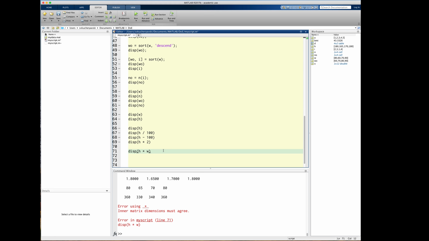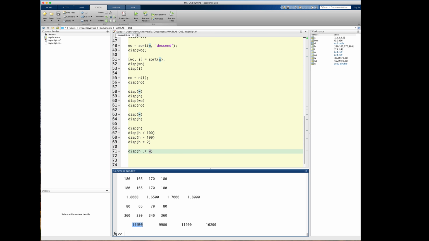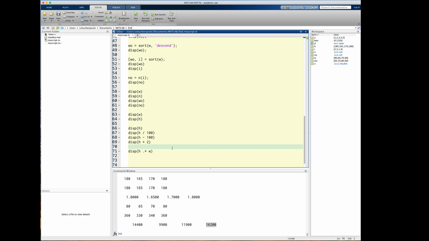So what we can do in this case is use a dot before the multiplication operator. The dot tells MATLAB, don't use linear algebra rules, do this element-wise. So it will take the first element in h and multiply it by the first element in w. Okay. So in this case, you can see that I get 4 values, and every value is a corresponding height times the corresponding weight. Okay. This is true only for 3 operators: division, multiplication, and the power operator. In this case, if you want to do it element-wise, you have to use a dot.